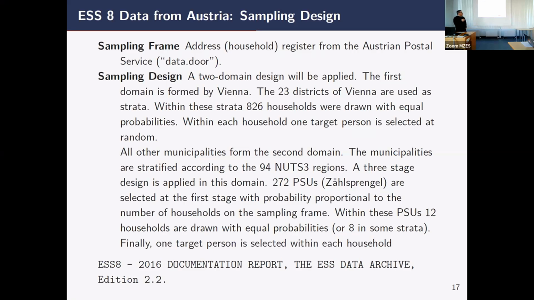And then for the rest of the country, municipalities are selected according to a NUTS-3 stratification. And then these Zählsprengel are selected at the first sampling stage. This is a statistical unit in Austria that serves as primary sampling units. And then from these so-called Zählsprengel, households are being selected, and then from within the households, persons are being selected, just one person per household. The ESS only provides information on the PSUs, so it doesn't go below that. But it's the only thing that we can use here in estimation.